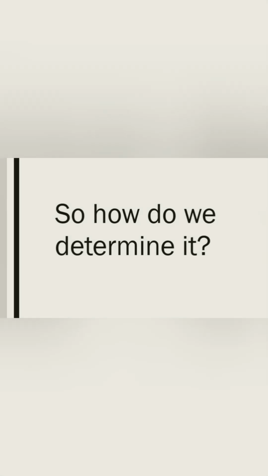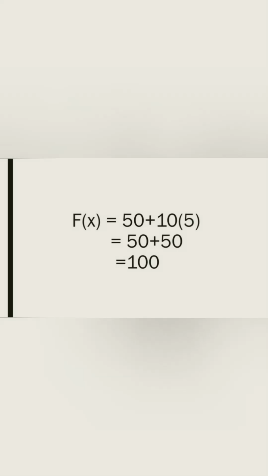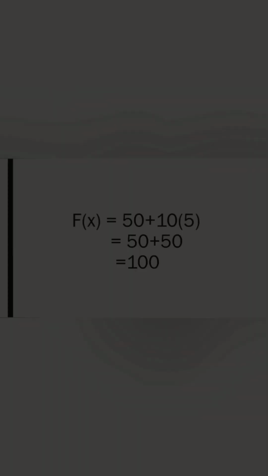So how do we determine it? Well, to determine this, we must find the function f of x where x represents the number of miles. So we have here f of x equals 50 plus 10x, and x represents the miles. So we have f of x equals 50 plus 10 times 5, and 5 represents the miles. So 10 times 5 is 50. 50 plus 50 is 100, and that is how much Oliver needs to pay. Exactly 100 pesos Oliver is going to pay.